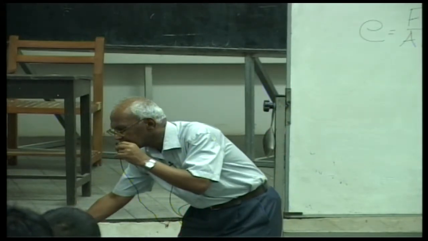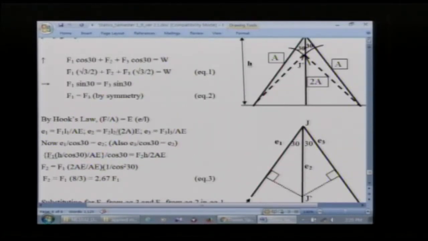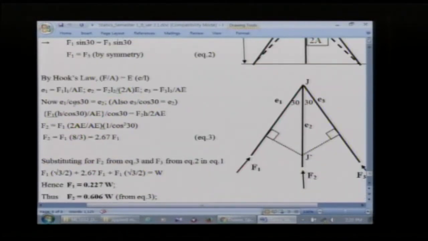Okay. So now we can write this E1. We can continue to expand this out. So for L1, what is L1 here? L1 is that length. Right? So if this is H, that is H divided by cos 30. That will give you that inclined length, right? So F1 L1 is H divided by cos 30. This remains AE, right? Now this is the equilibrium equation. You divide this entire thing by cos 30. E1 you divide by cos 30. That is equal to E2, which is equal to F2 into H.